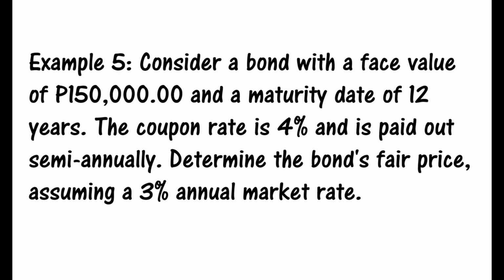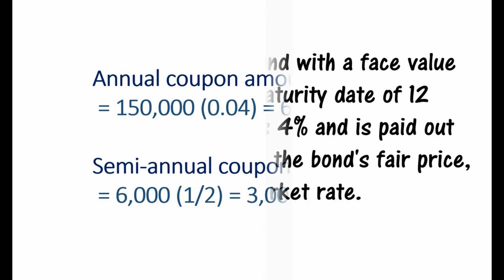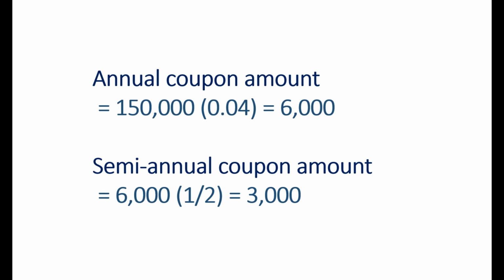The coupon rate is 4% and is paid out semi-annually. Determine the bond's fair price assuming a 3% annual market rate. For our solution, annual coupon amount is 150,000 times 0.04, that's 6,000. And then for semi-annual coupon amount, 6,000 divided by 2 is 3,000. At t equals 12, the bondholder receives 24 payments of 3,000 pesos each for a total of 150,000 pesos.